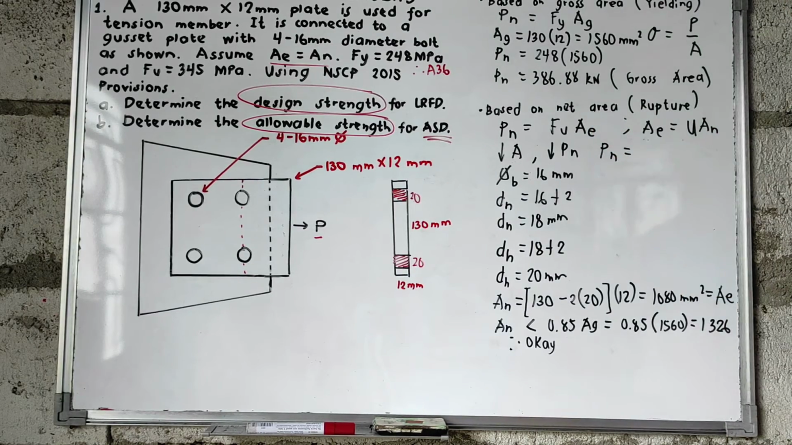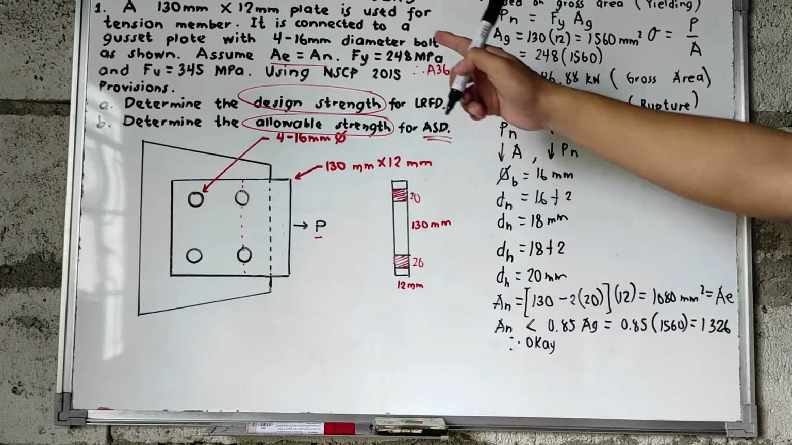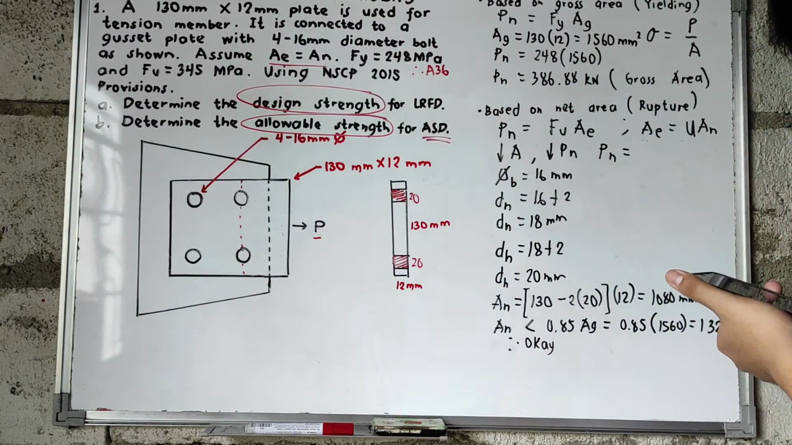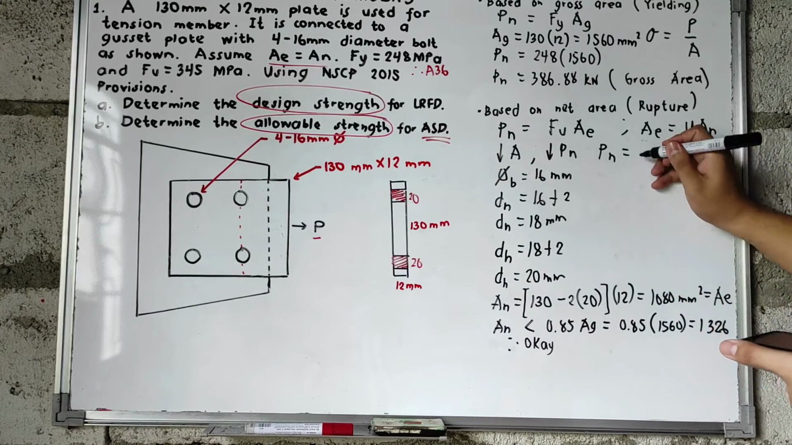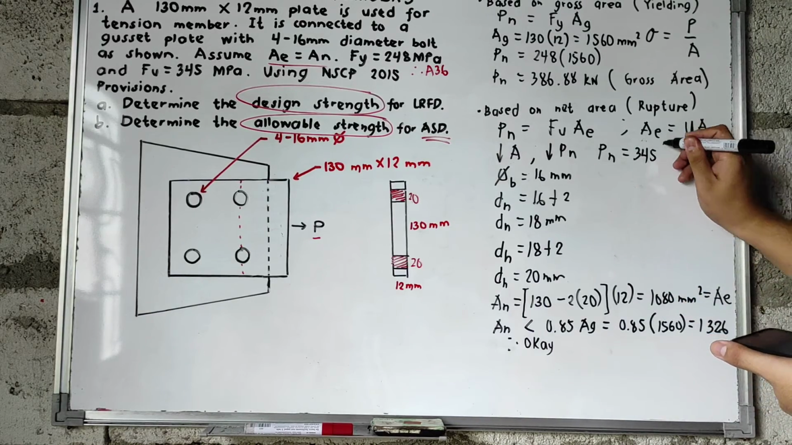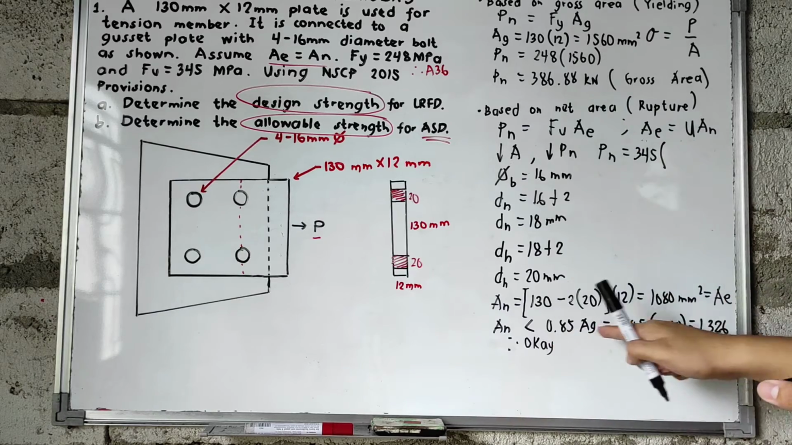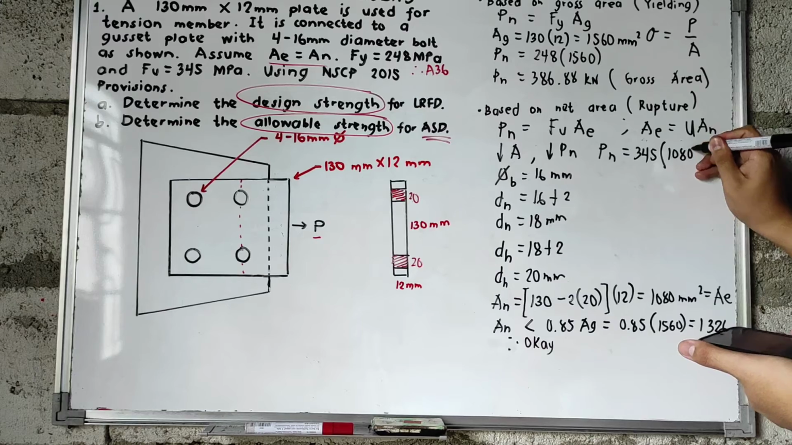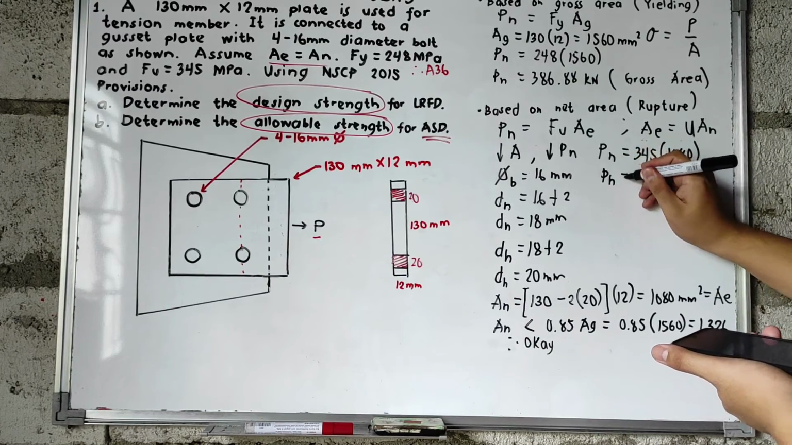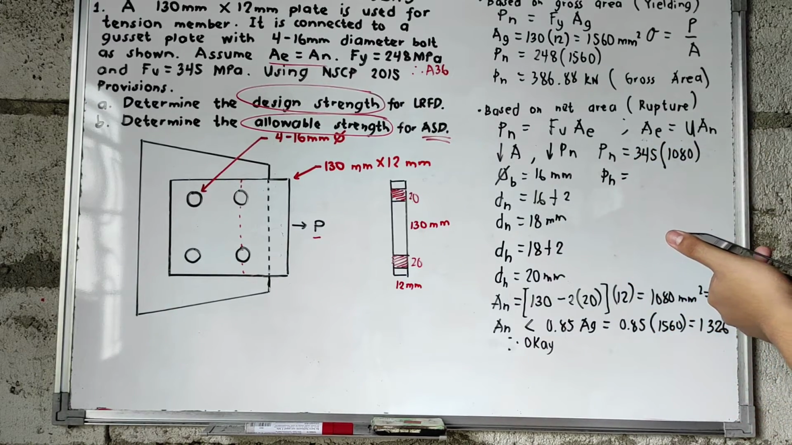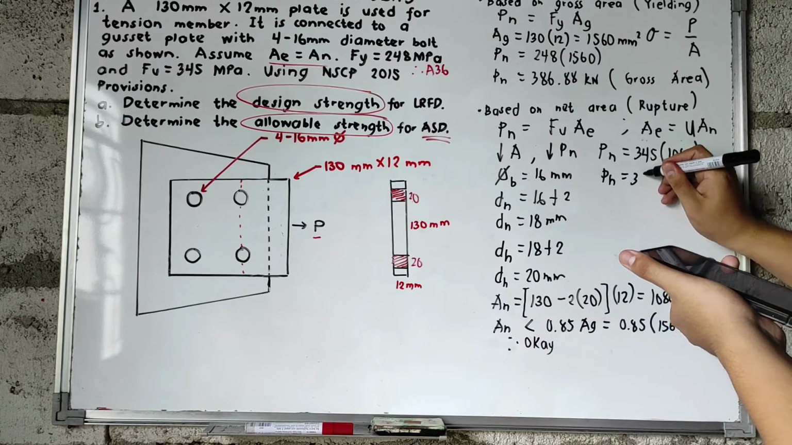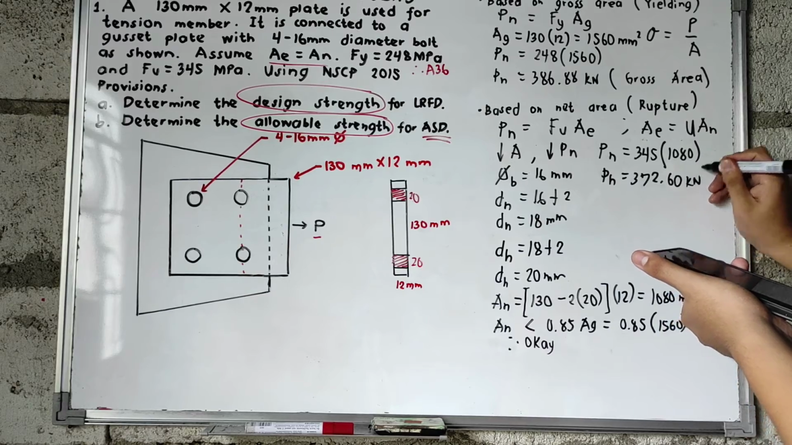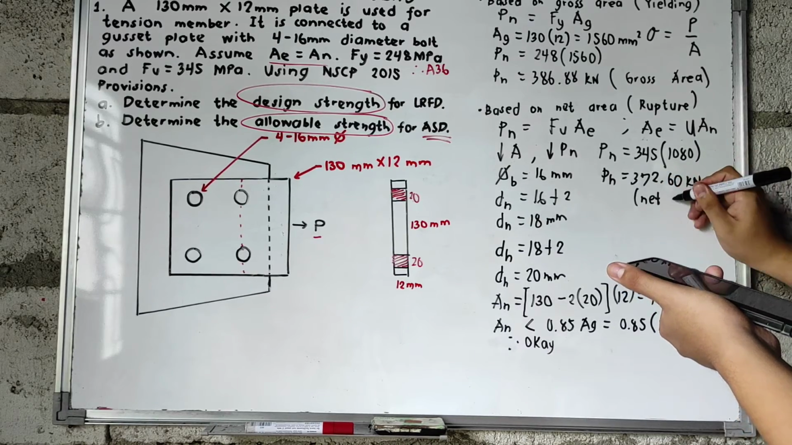natin. So, considering yung Fu natin, which is equal to 345 megapascal, multiplied by the effective net area, which is equal to 1,080. So the value of your nominal is now equal to 372.16 kilonewton, considering the net area.